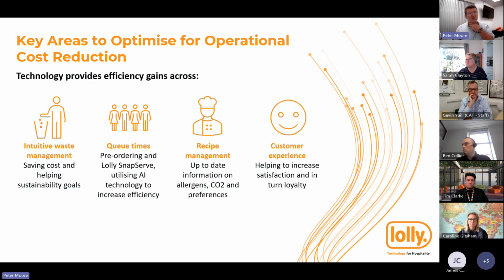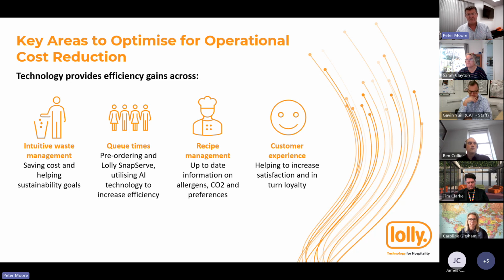Key areas to optimize. So we've just really talked about some of those. Waste management, saving cost, sustainability goals. It's a key thing we've got to focus on all the time. Queue management. Again, you really struggle with that across the university sector, because of course it's break times, it's lunch times, and you've got a massive number of students. It's how do we use technology to help the throughput of students and indeed staff? And we use different types of technology for that.